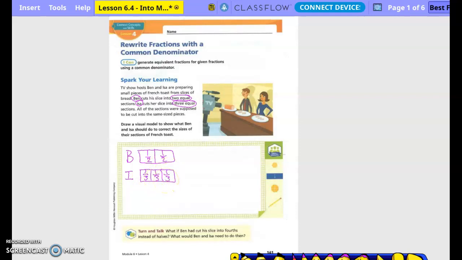Okay, so what would be a common denominator that they could have used? 6, right? So really, each one should have broken theirs into 6 size pieces, correct?